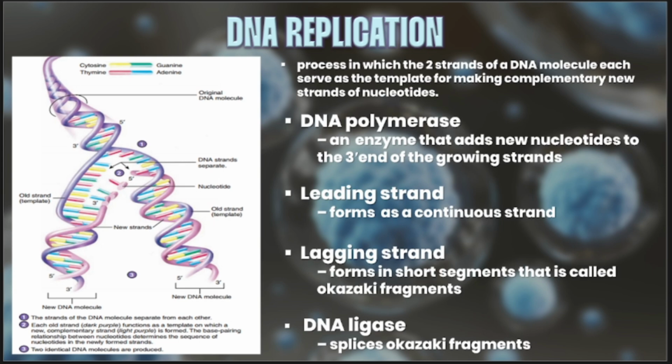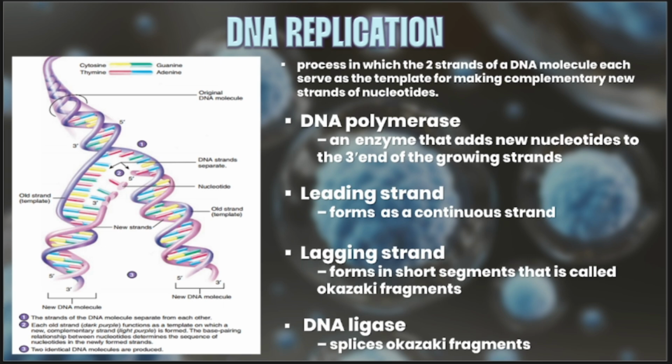That's the process in which two strands of DNA serve as template for making complementary new strands of nucleotides, in which we have the following. Your DNA polymerase, this is a type of enzyme that would add new nucleotides to the 3' end of the growing DNA strands during the replication. The leading strand, that's the DNA strand that is synthesized continuously in the direction of the replication fork. The lagging strand, that's the DNA strand that is synthesized in short segments known as your Okazaki fragments, which are later joined together.